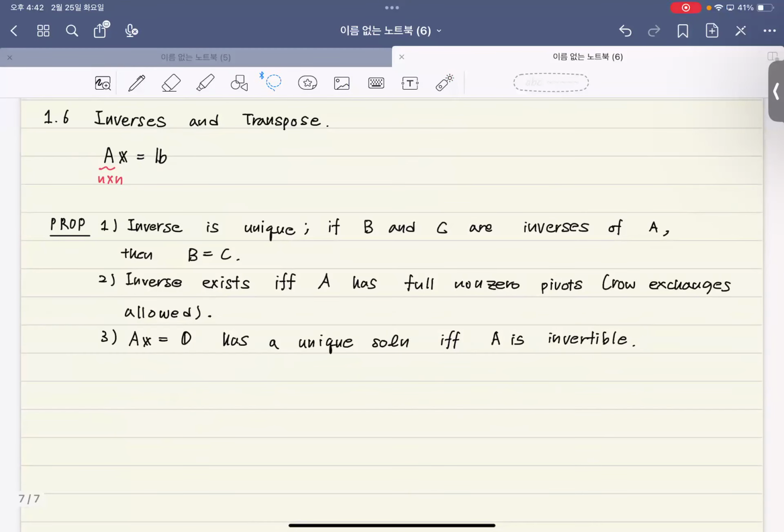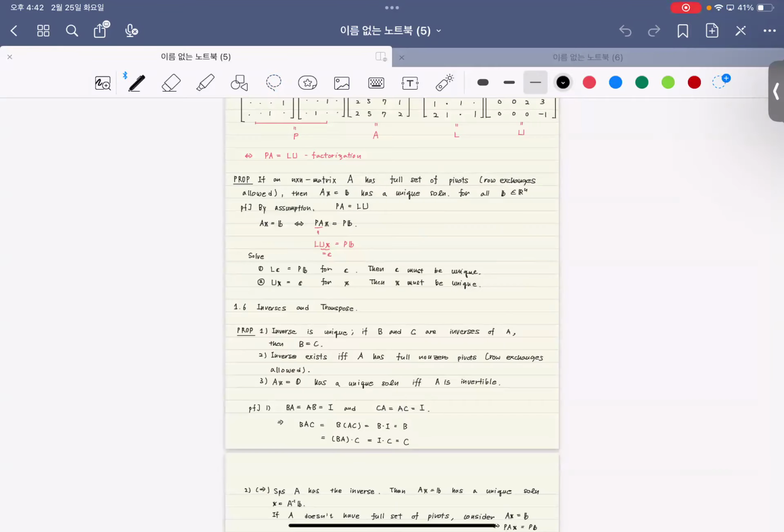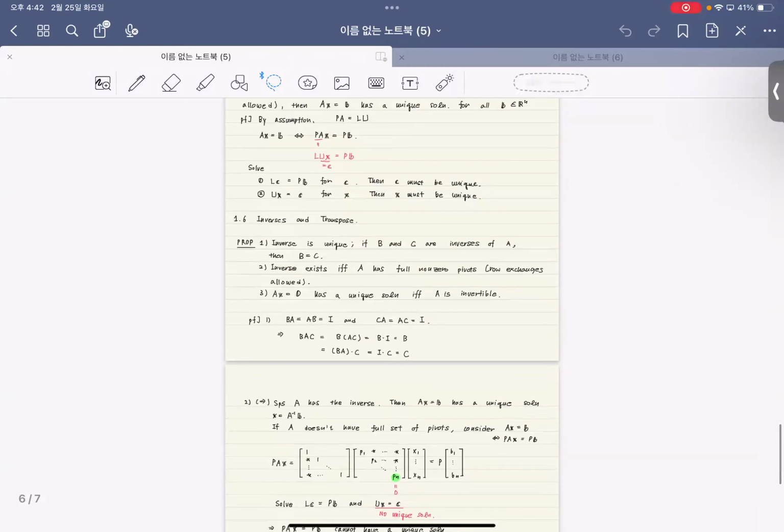First, I want to prove this proposition. The proposition consists of three different statements. The first is the uniqueness of the inverse. Suppose that A has two inverses; then you can easily prove that these two inverses are the same thing. Therefore, if the inverse of A exists, then it must be unique. Let me prove this first statement first, which is very easy.